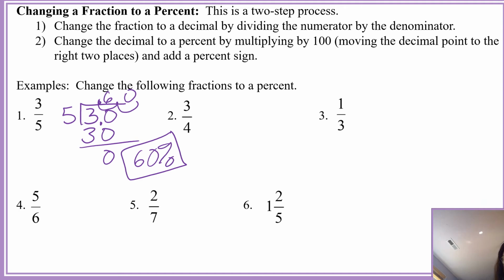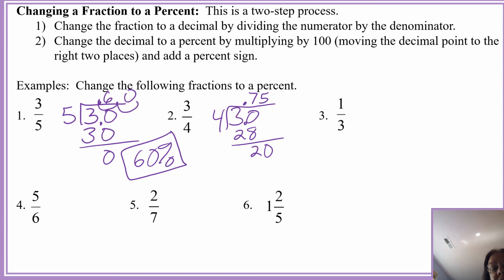Okay? Here we have 3 divided by 4. Place our decimal. Add the 0. 4 goes into 30 7 times. That's 28. Do the subtraction. Bring down the 0. 4 goes into 20 5 times. So 3/4 is 0.75. As a percentage, we move our decimal 2 places. We have 75%.